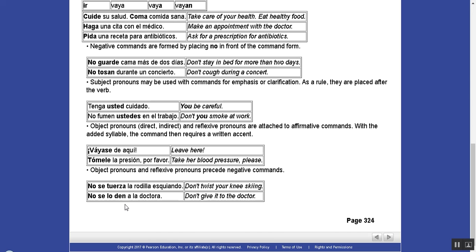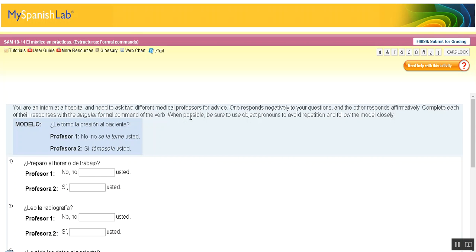And remember that when you're dealing with direct and indirects, the indirect comes before the direct, and that if they are both ones that would start with an L, your indirect changes to se. Like you couldn't have lelo or lela, it would become selo, sela. So with that in mind, let's see if we can do this activity. Okay, so it says, le tomo la presión al paciente. So then you're told, no, don't take it, yes, take it.